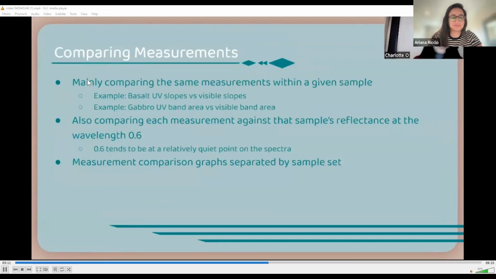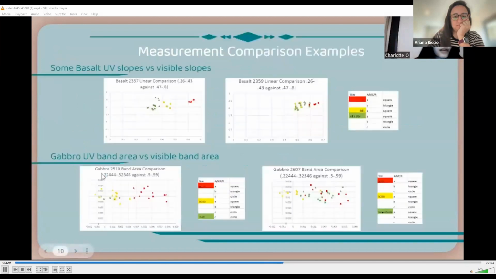I'm also comparing each measurement against that sample's reflectance at the wavelength 0.6, and that's because it's relatively quiet at that area for most of the graphs. So it won't vary too much based on just the overall general trajectory of the graph. And then the measurement comparison graphs are separated by sample set, so we can compare the sample sets as well.